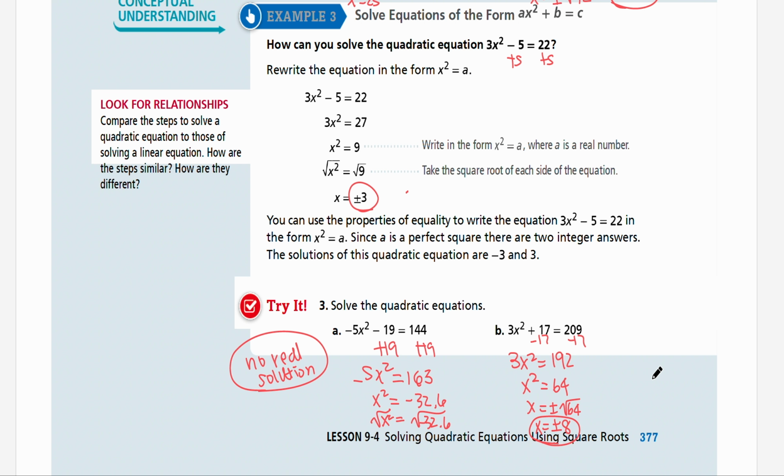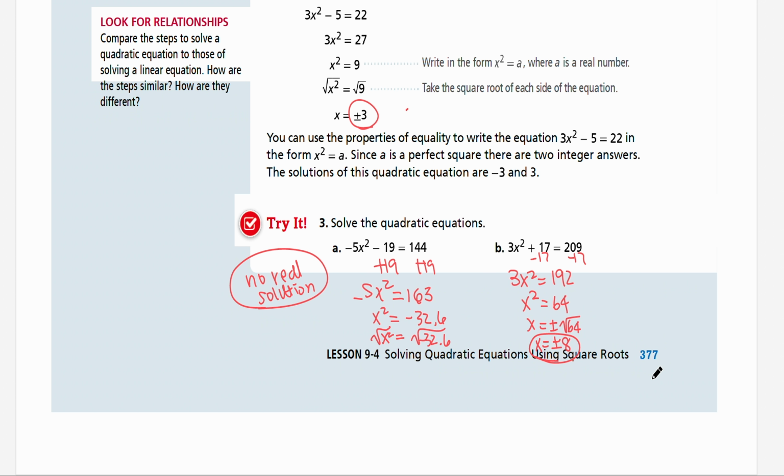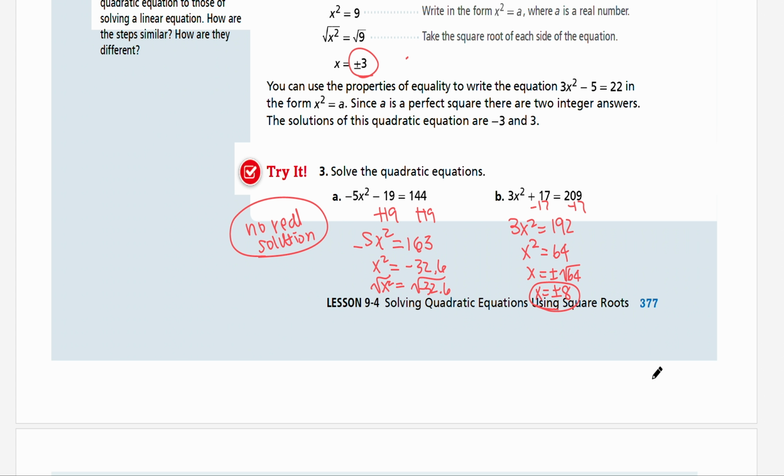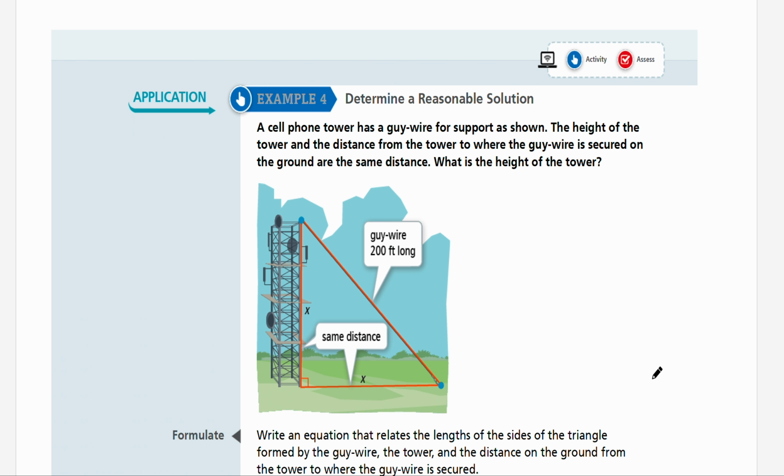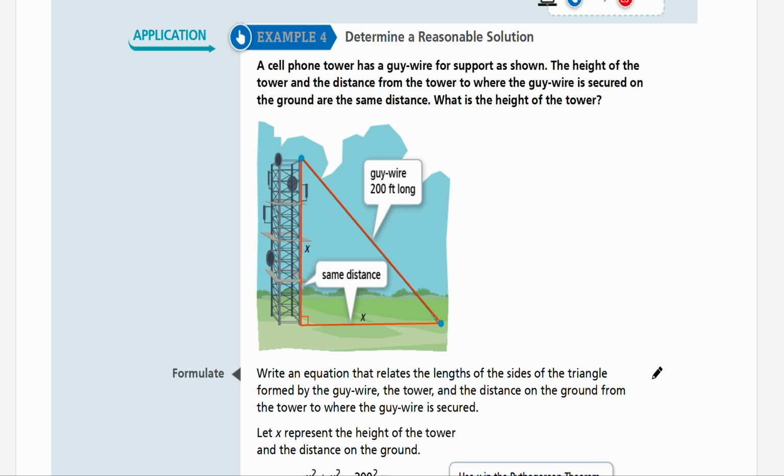So these are the skills that you need for solving equations with square roots. Let's look at the application problem in example 4. Determine a reasonable solution. So a cell phone tower here has a guide wire for support as shown here. The height of the tower and the distance from the tower to where the guide wire is secured on the ground are the same distance. So it's a right triangle with the same side lengths, right? The legs. And then the hypotenuse, we don't know.